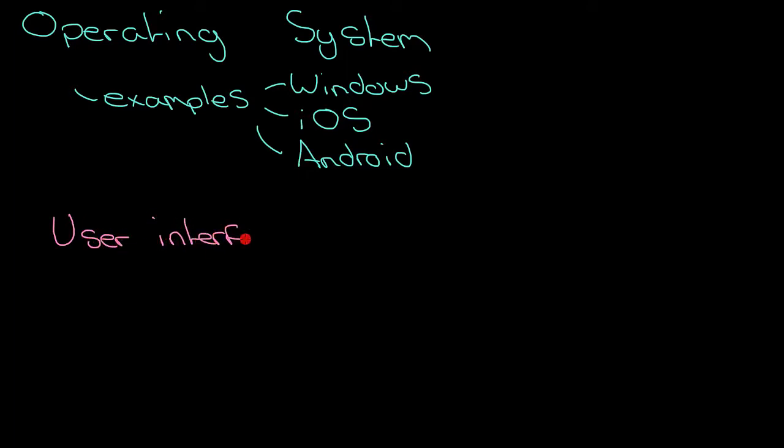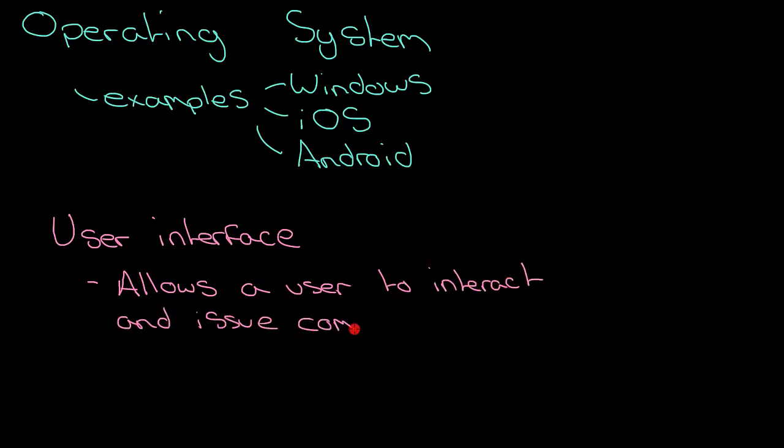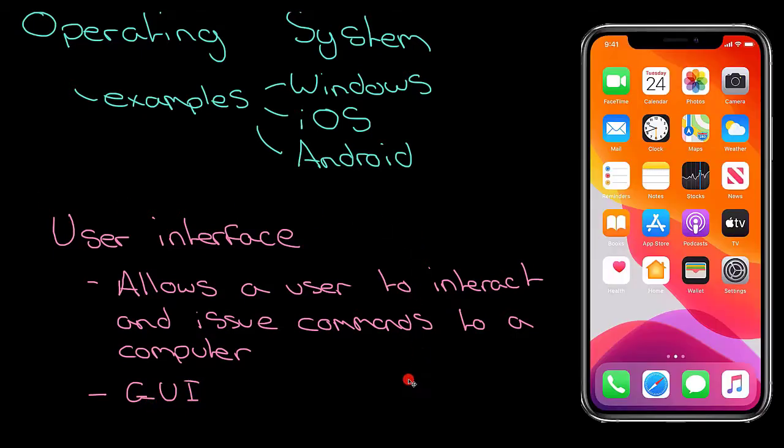First off, user interfaces. Every operating system provides at least one type of user interface. And a user interface allows a user to interact with a computer and issue commands to it. And they come in a variety of different forms. So let's have a look at a few different ones. First one we're going to have a look at is a GUI. Let's have a look on the right hand side now then. So that's an example of a GUI.